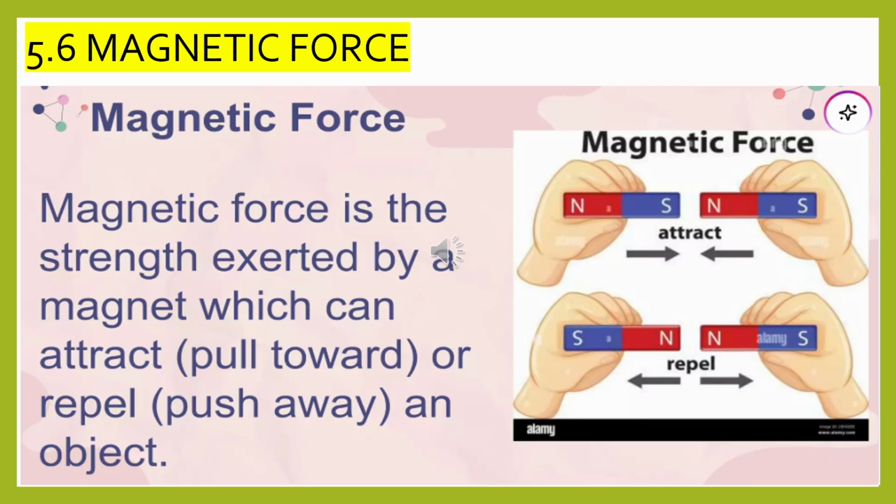Students, in the previous slide, I did explain about the words like attract and repel. The South Pole and the North Pole will attract, whereas the same type of poles will repel. Now, how does that happen? It is because of the magnetic force. So what is magnetic force? Magnetic force is the strength exerted by a magnet which can pull or push away an object.